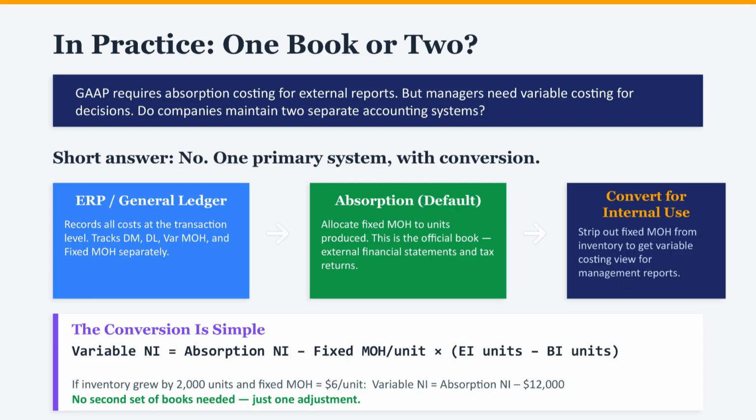This granularity is essential. To produce variable costing reports for internal use, the cost accountant performs a simple conversion at the end of each reporting period. For throughput costing, the conversion removes both fixed MOH and conversion costs, DL plus variable MOH, from the inventory change.